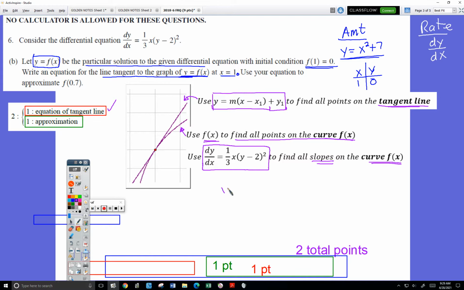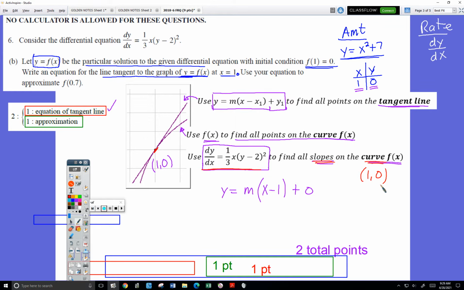Well, I already know that I have x minus the x-coordinate of 1 plus the y-coordinate of 0, because that's this point right here, 1 comma 0. And now I must find the slope. Well, I need the slope of the curve right there. So I'm going to use this to find the slope of the curve at the point x equal 1, y equals 0.